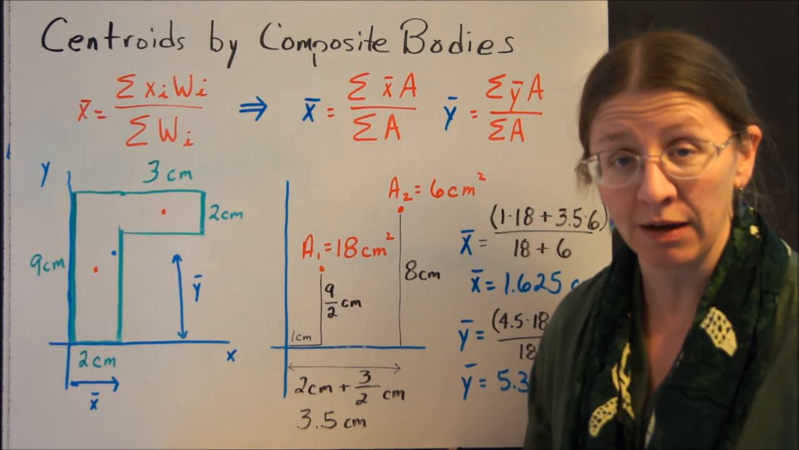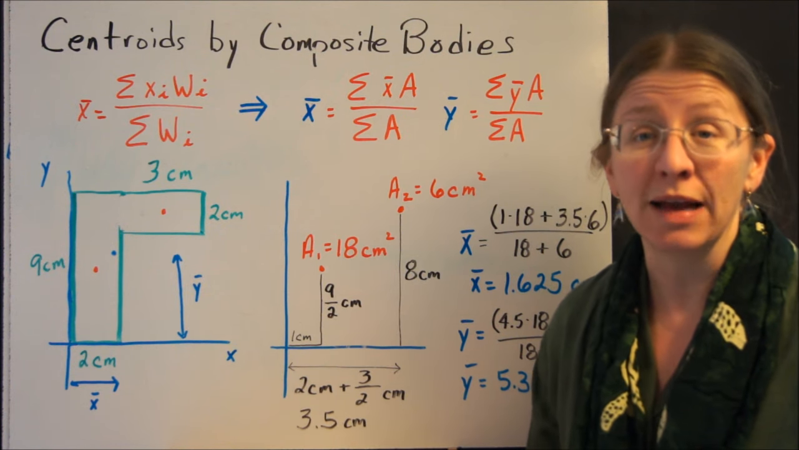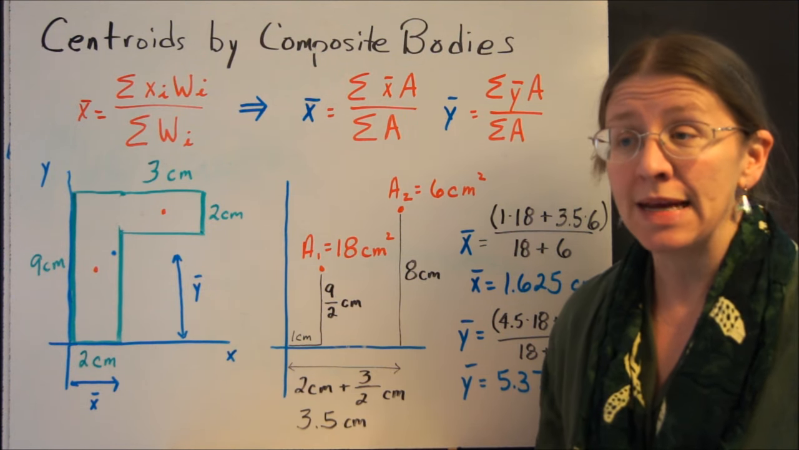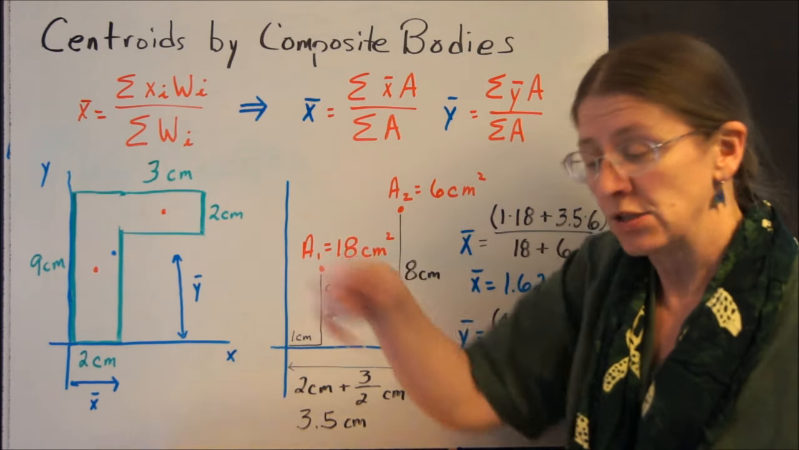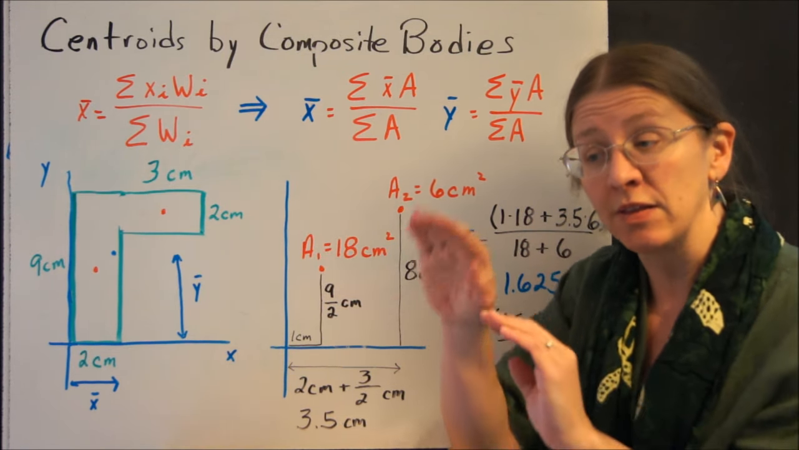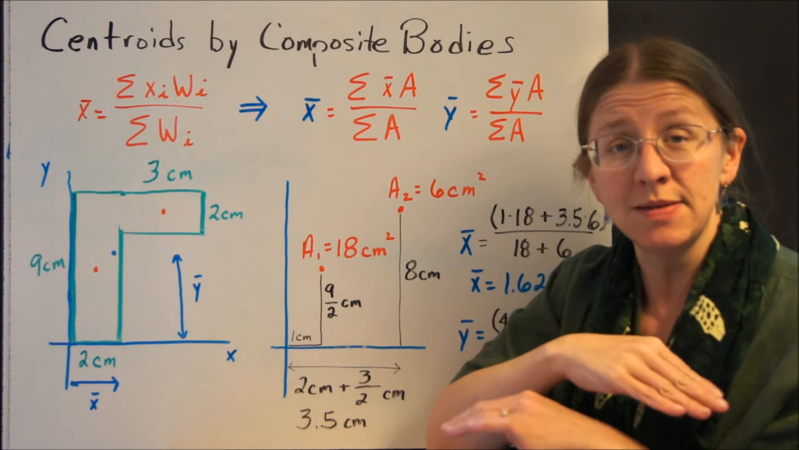Centroid by integrating it or by using the method of composite bodies. And you need to be able to know how to do both. In both cases, we're starting with this general notion of balancing the moments. So when we balance a pencil on either side, you've got the sum of the weight times its distance, the sum of the weight times its distance.